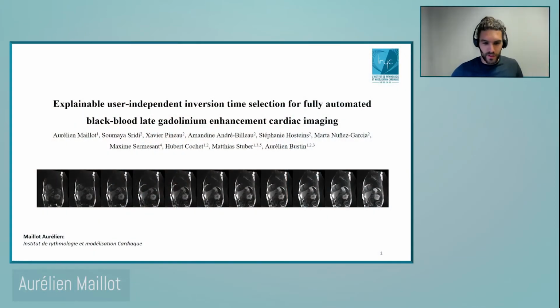Good morning to everyone, and I'm going to present our work entitled Explainable User-Independent Inversion Time Selection for Fully Automated Black Blood Late Gadolinium Enhancement Cardiac Imaging. It's not published yet, and it's still a work in progress. Before talking about the implementation, we will first quickly introduce bright and black blood LGE, why TI selection is needed in the first place, and how it can be beneficial to add automation.